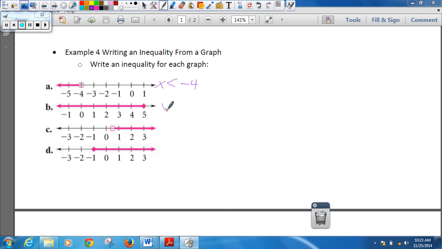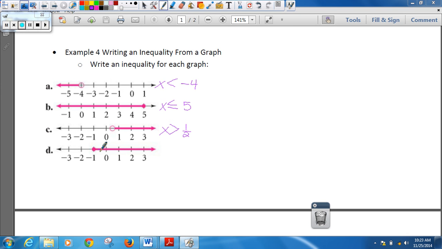On the second one, start with your variable and your number. That dot is on 5. This time it is filled in, so there will be an equal to part. It's still the smaller numbers, so it's less than or equal to 5. The next one is right in between 0 and 1, so that means 1/2. So I have x and I have 1/2. This time it's going to the bigger number, so it's greater than. The dot is open, so there's no equal to part, so it's x is greater than 1/2.